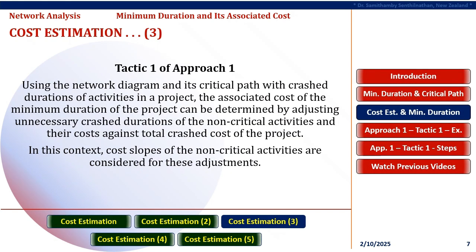Tactic 1 of Approach 1. Using the network diagram and its critical path with crash durations of activities in a project, the associated cost of the minimum duration of the project can be determined by adjusting unnecessary crash durations of the non-critical activities and their related costs against total crashed cost of the project. In this context, cost slopes of the non-critical activities are considered for these adjustments.